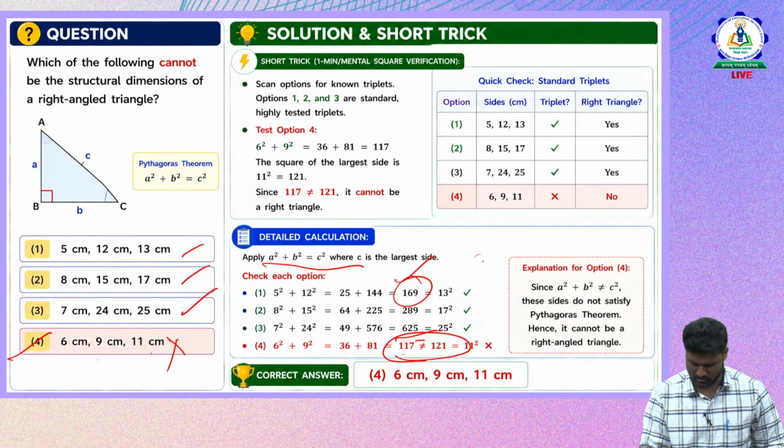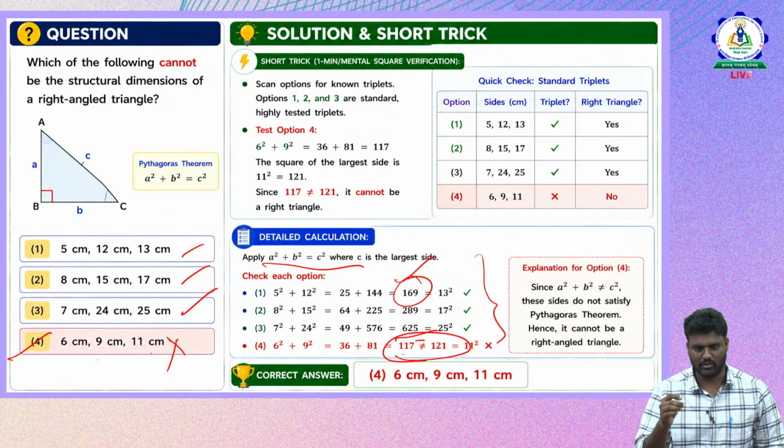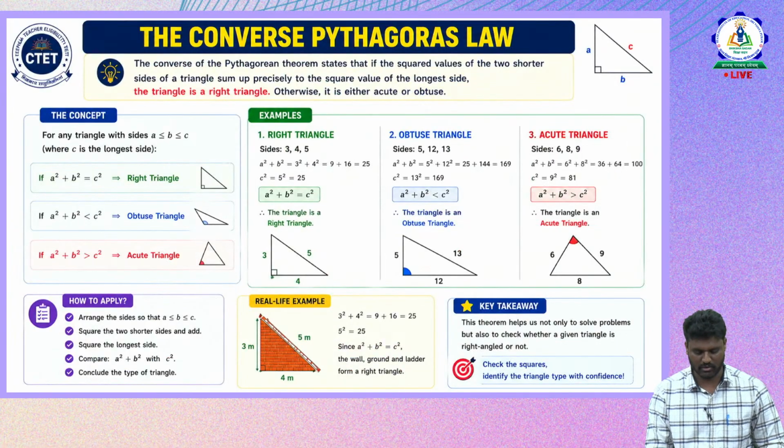So for this we don't need to calculate this much. When you remember the Pythagoras triplets, within a fraction of seconds, by seeing the options itself, we can answer this question. Okay, so let us see what the converse of Pythagoras law is.